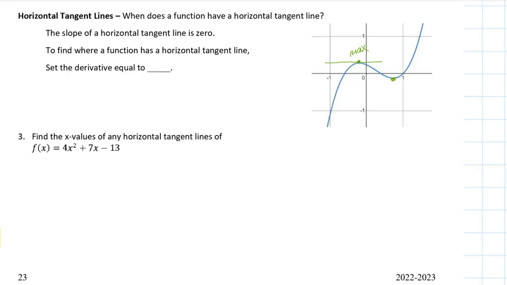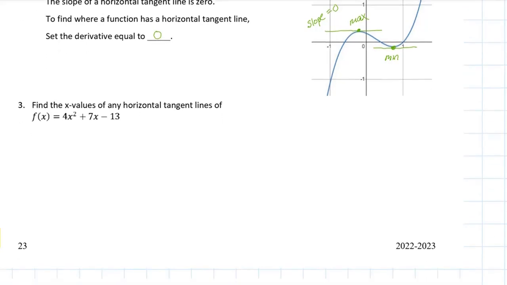If I go to the other side here, I would have another horizontal tangent line. That point there is a minimum. So if you have a max or a min on a graph that's differentiable, there will always be a horizontal tangent line. We know that the slope of this is equal to 0. So if I want to find where a function has a horizontal tangent line, I am going to set the derivative equal to 0.